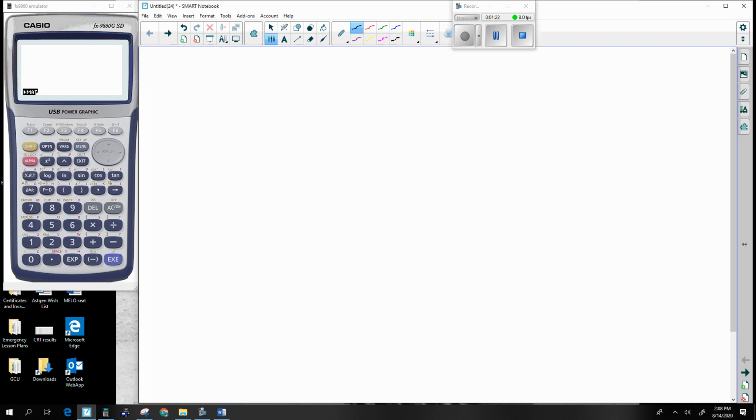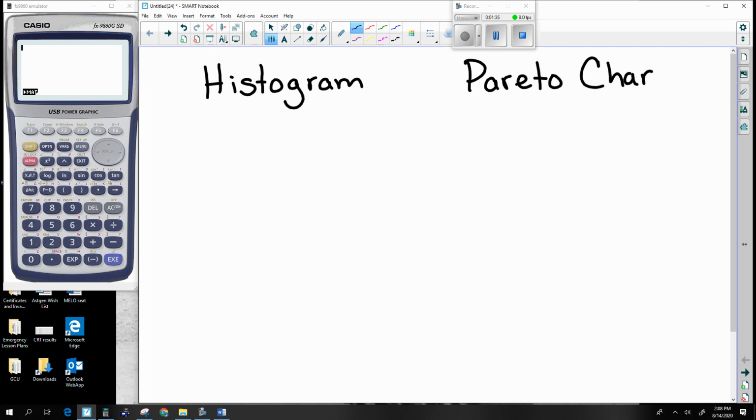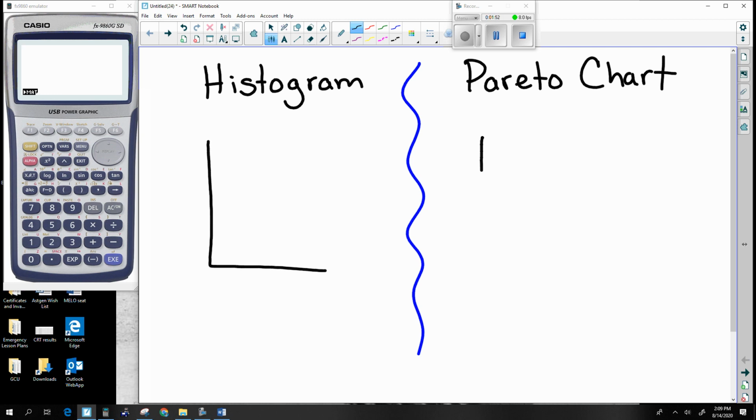All right, the first thing that you need to know is the difference between a histogram and a Pareto chart. You don't really need to be able to create them with any sort of exactness, but you have to be able to recognize which one is which. They're both bar graph looking things.